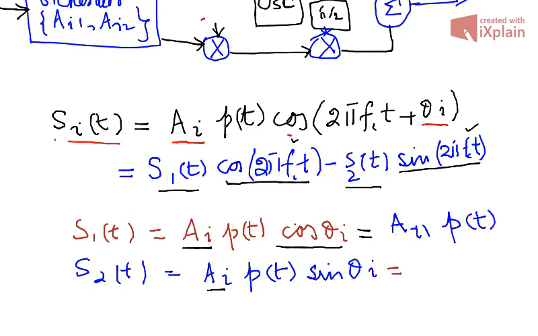Similarly, we can write the other one, ai sin theta, as ai2 p of t. This is the image of ai over the second orthonormal basis function, sine 2 pi f ct, the image of ai over sine 2 pi f ct.